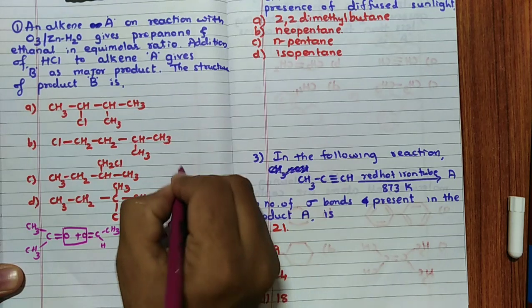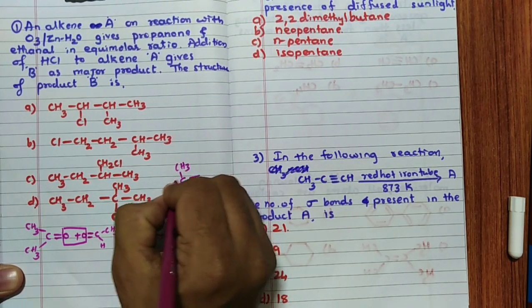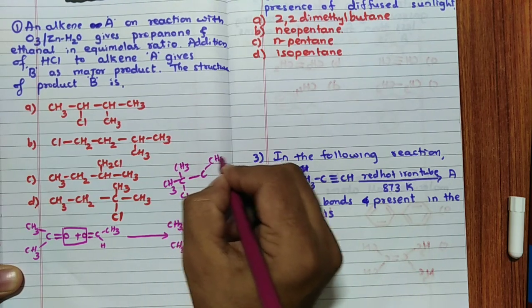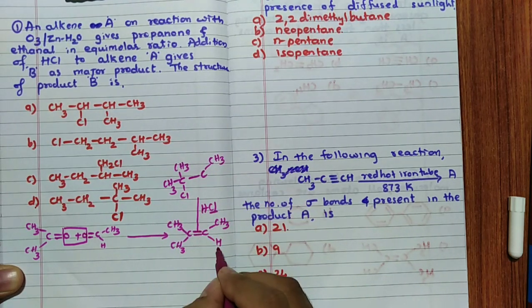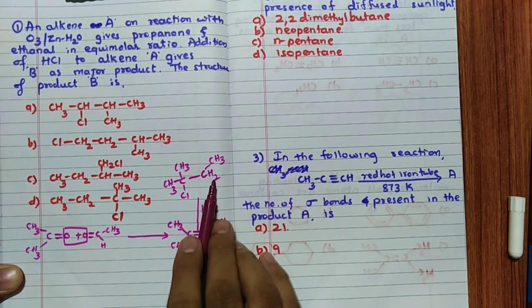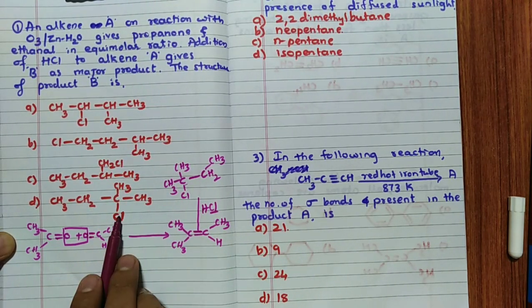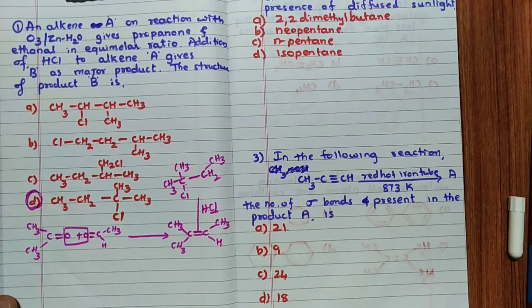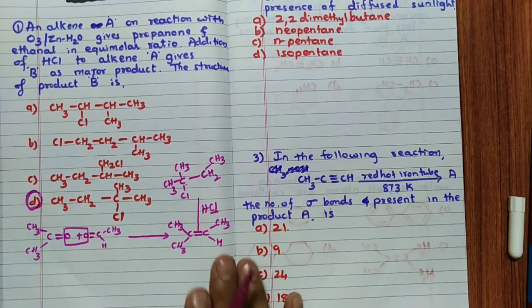Cl here, right? CH3 is already there, and CH3, and here that is CH3, and H already is there, and this H, so it will form CH2. So which one is it? CH3, CH2, C, CH3, CH3, Cl. So the answer for this question should be D. Like this, remember, the first very important step is identifying which alkene is given, then addition of HCl.